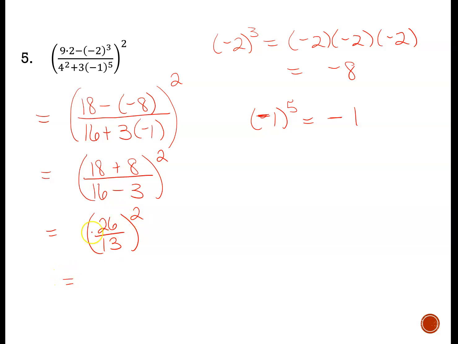So if this numerator is divisible by the denominator, go ahead and divide them. Now, if it were a fraction where the top was not divisible by the bottom, then you would just simplify your fraction and do your exponent. But here, we get a nice whole number. 26 divided by 13 is 2. And finally, I apply that outside exponent. 2 squared is 4.